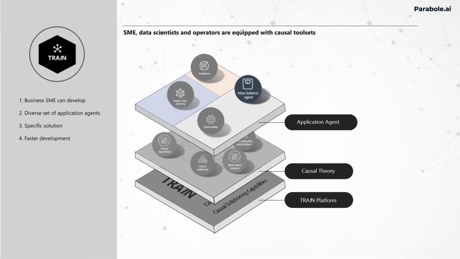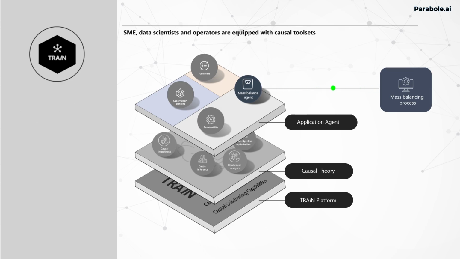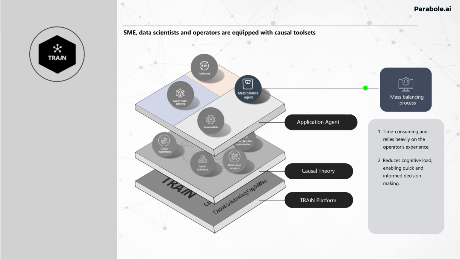Train introduces a causal theory-based automated mass balance agent that seamlessly fits into the prevailing mass balancing process. Powered by the causal models developed on cumulative know-how, this automated mass balance agent autonomously recommends corrections for process measurements by analyzing various scenarios. Serving as a companion for process engineers or operators, this agent significantly reduces cognitive load, enabling quick and informed decision-making. This enhances overall productivity and can elevate mass balancing activities from an end-of-the-day to an intraday process.